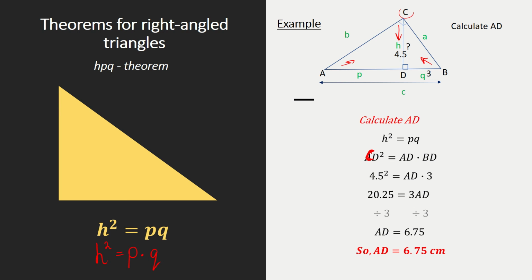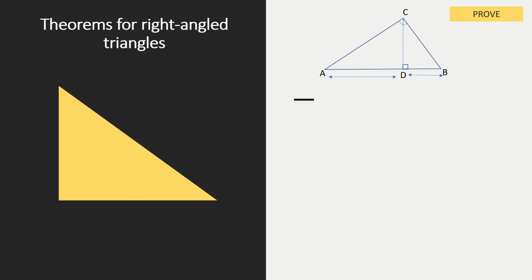Alright, so this is an example of how you can calculate edges with the hpq theorem. But how and why are we allowed to use this? If you have difficulties with this chapter, especially with this topic, then just skip the proof, because the proof is way harder than the proof of the Bach theorem. But if you want a little bit of a challenge, then please have a look.